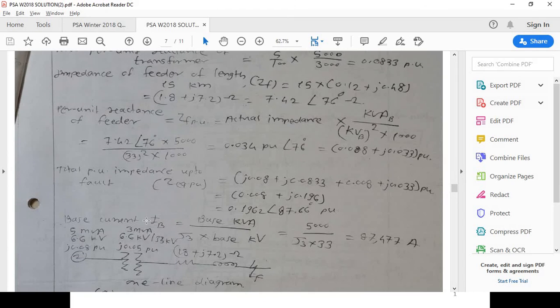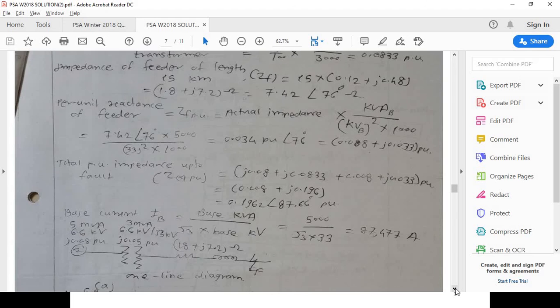Now the base value of the current. If you know the base value of the power and the base value of the voltage, you can calculate any other base values. So the base value of the current IB, where B denotes the base value, is equal to base kVA upon root 3 into base kV. So that is 5000 upon root 3 into base kV, which is 33. So it comes to 87.477 ampere as the base current.